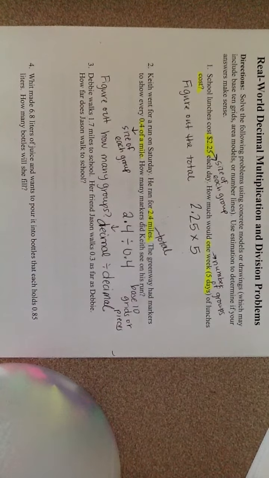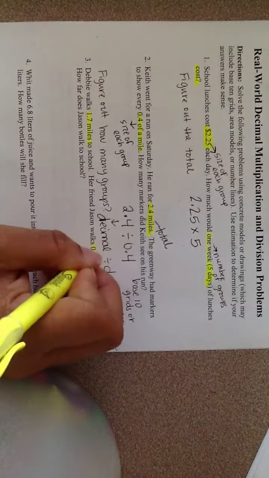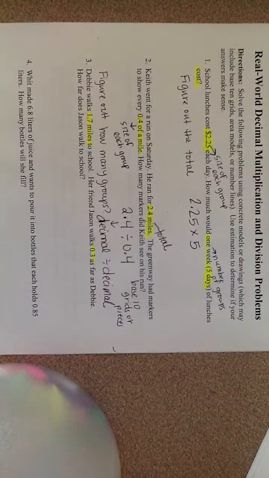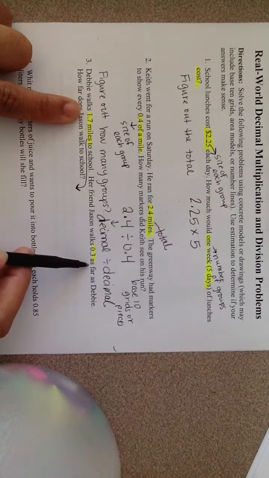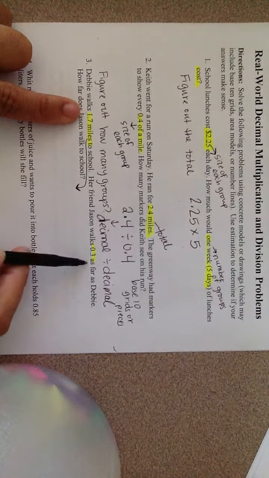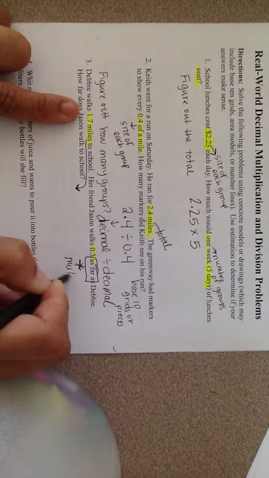Debbie walks 1 7/10 miles to school. Her friend Jason walks 0 3/10 as far as Debbie. How far does Jason walk to school? Okay? So this is Debbie walks 1 7/10 miles. Her friend Jason walks 0 3/10 as far as. Okay? This one's a little bit trickier, but this is basically the size of Debbie's groups. And if Jason walks 0 3/10 as far as, when I see as far as, that's kind of a signal word to multiply.